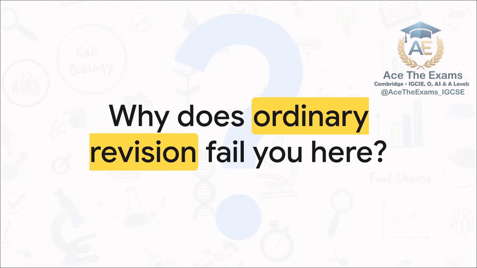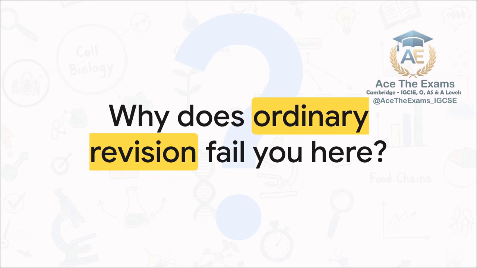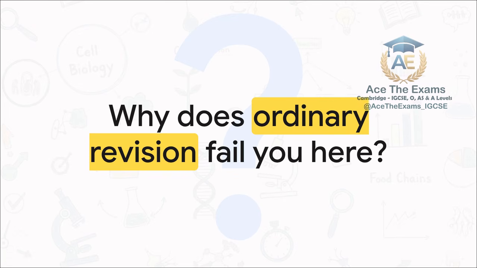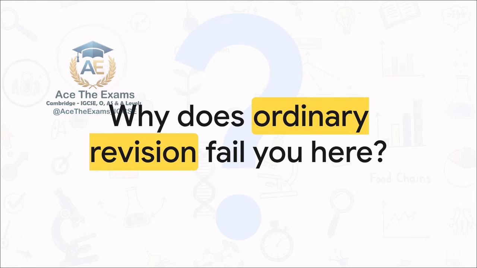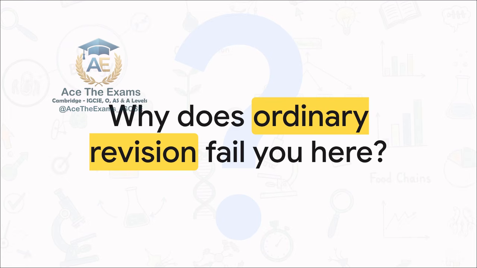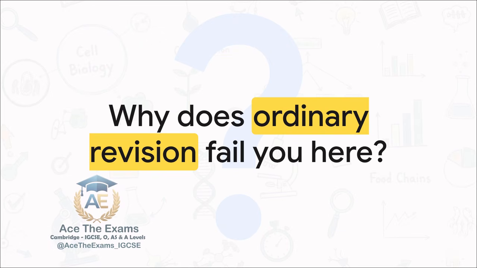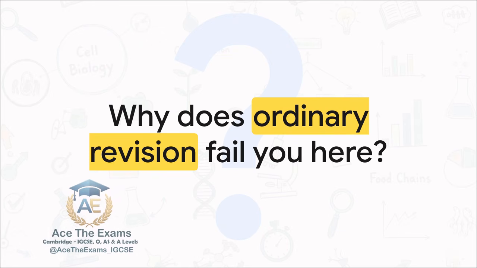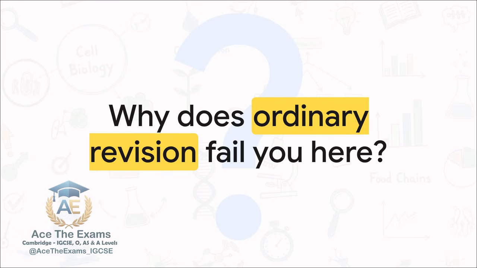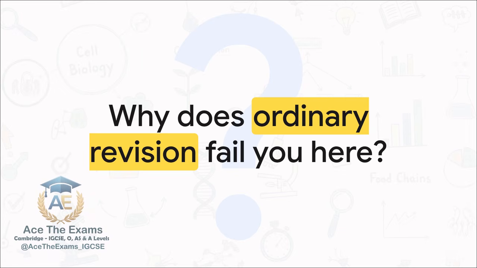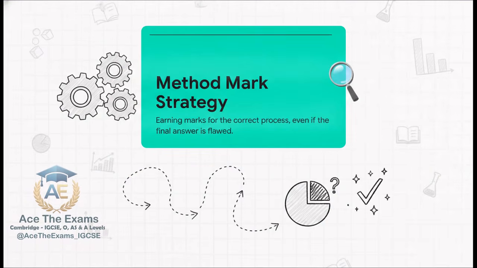So I have to ask you, why does ordinary revision fail you here? I mean, if you just sit in your room highlighting your notes on voltage-gated channels and that negative 70 millivolt resting membrane potential, why doesn't that guarantee an A-star? It's because Cambridge academic benchmarks prioritize analytical depth over superficial breadth. Simply knowing the biological facts, that's just the baseline. The exam is really testing your cognitive domains, basically how you handle information, evaluate data, and reason through a problem logically. And that brings us to a massive quick win, the method mark strategy.